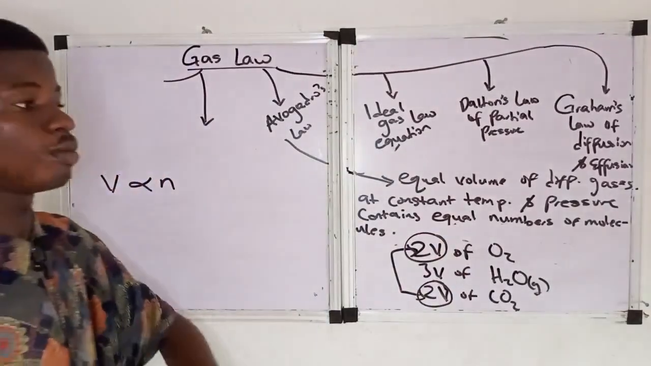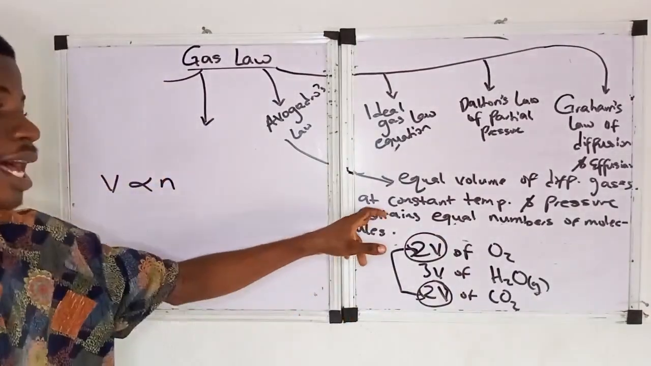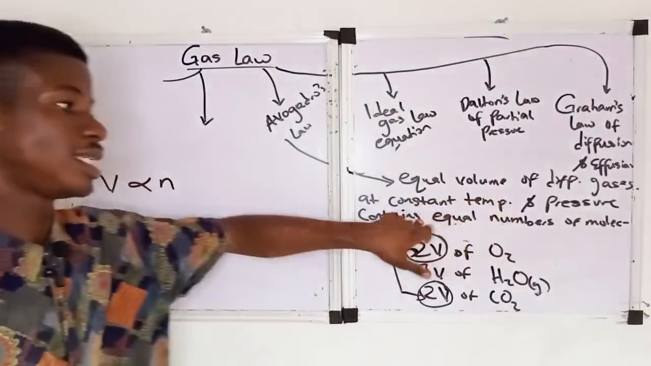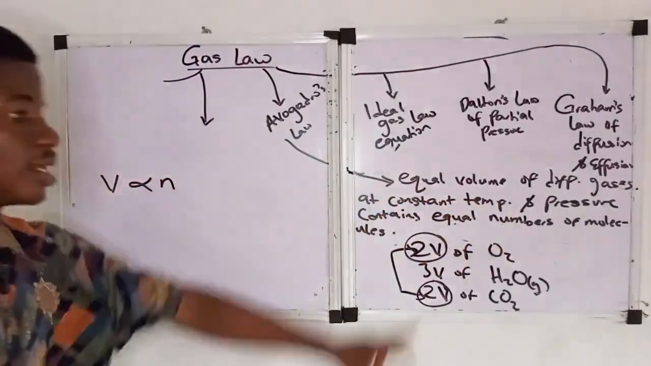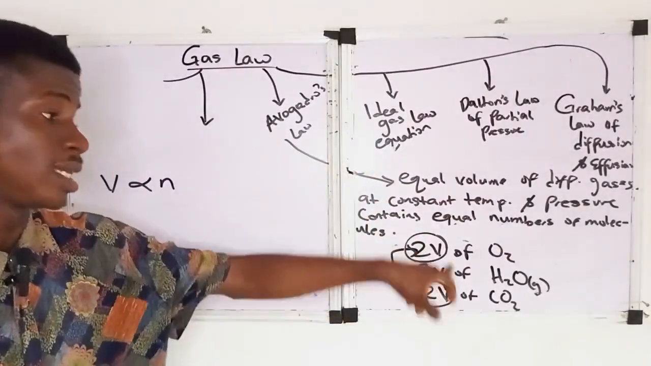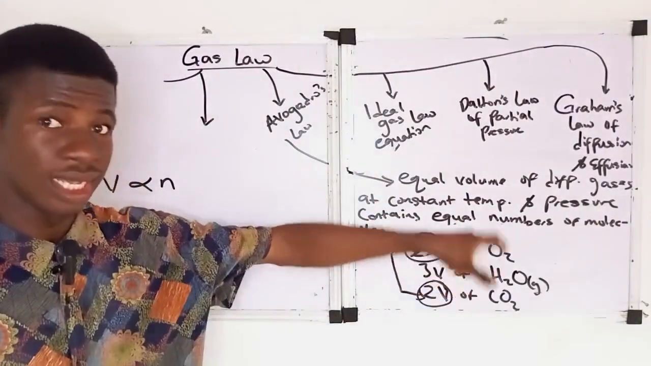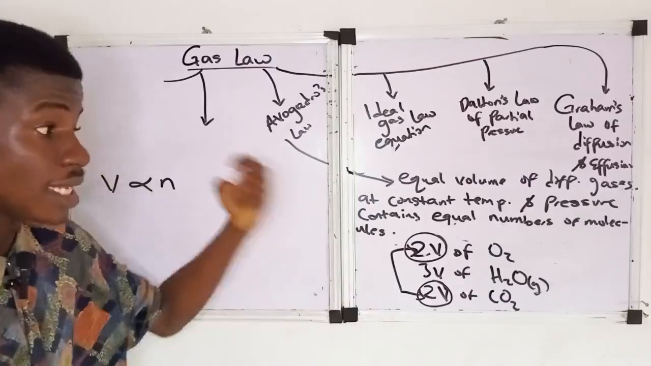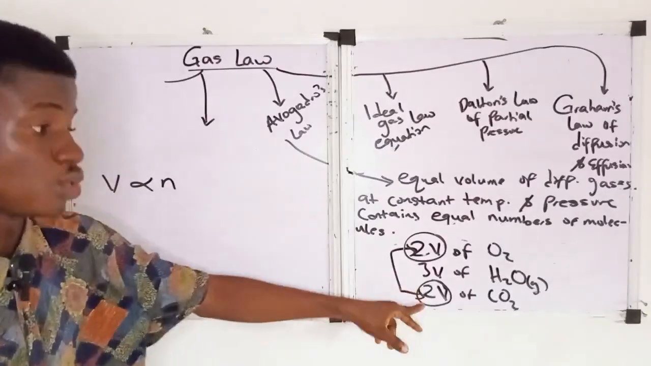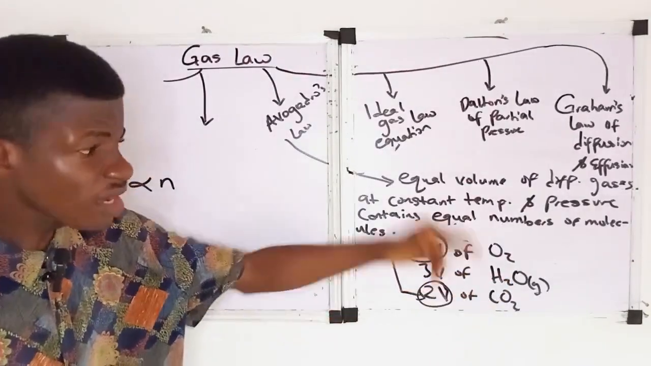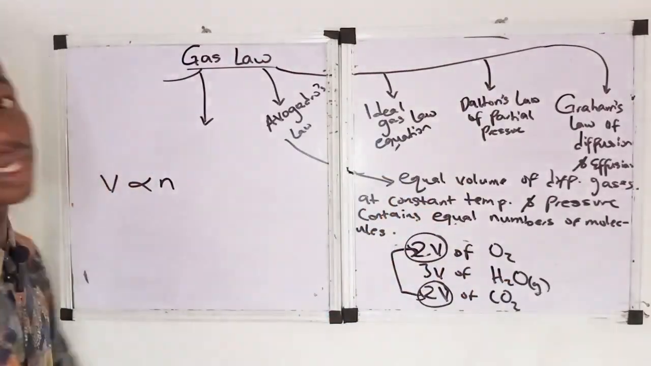So it says that equal volumes of different gases at constant temperature and pressure contain equal numbers of molecules. This tries to tell you that two volumes of oxygen have the same number of molecules as two volumes of carbon dioxide. Yes, we can still prove it.